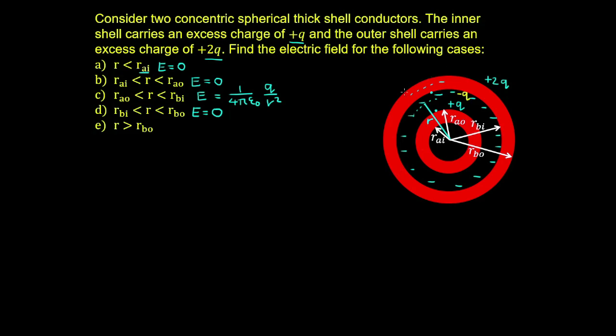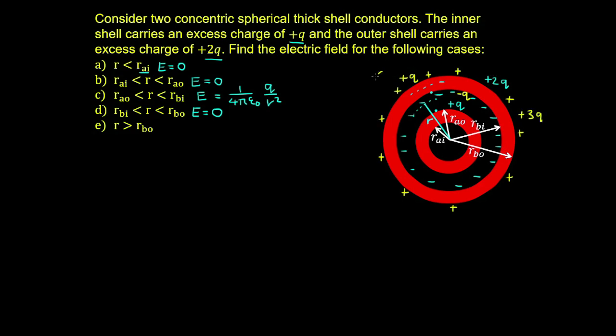And therefore at the outer surface of the conductor, you're going to have a deficiency of electrons. So you're going to have a net positive charge built up on the outer surface of the conductor. So that would also be plus Q. So therefore the net positive charge on the outer surface of the conductor is plus 3Q.